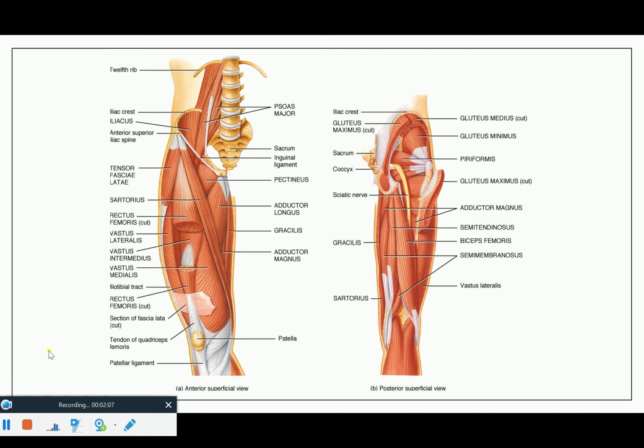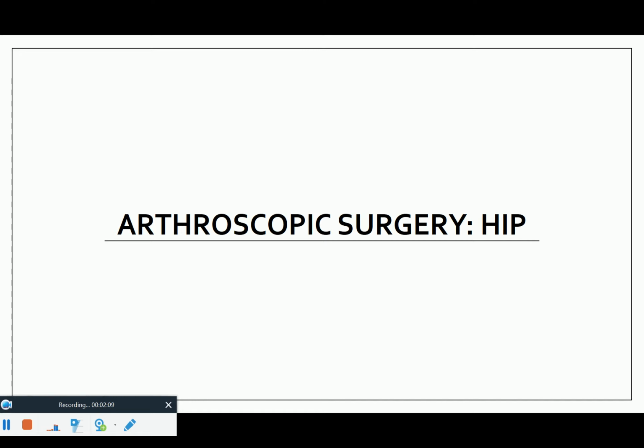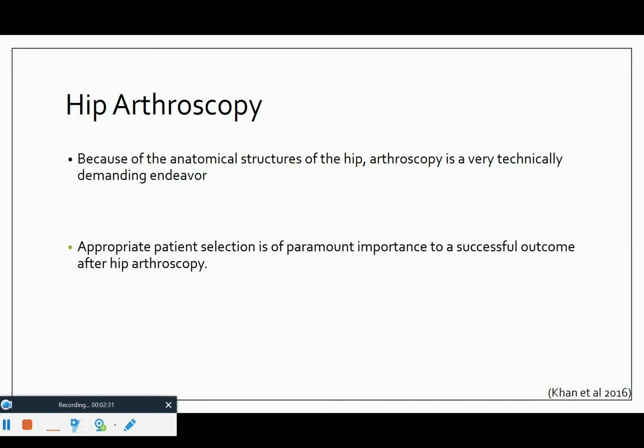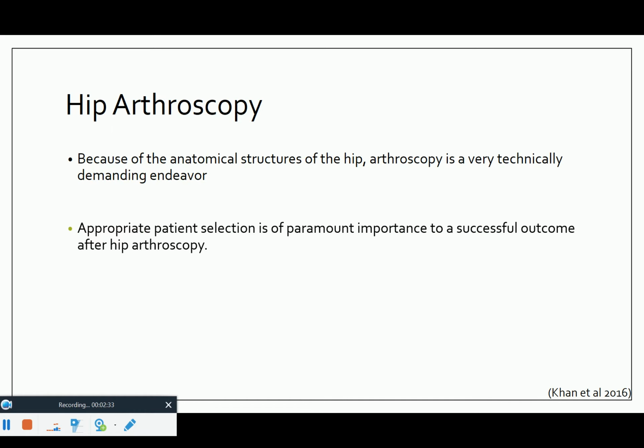As we continue on, we'll start with arthroscopic surgery of the hip. So, hip arthroscopy. Because of the anatomical structure of the hip, as we just mentioned, arthroscopy is a very technically demanding endeavor for surgeons. That's much different than the knee and much different than the shoulder. It's a lot of anatomy in a very confined and tight space. Appropriate patient selection is of paramount importance to a successful outcome after hip arthroscopy.